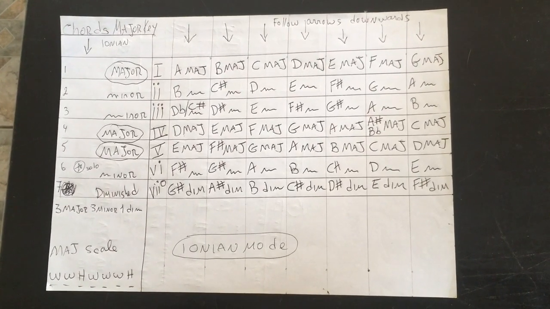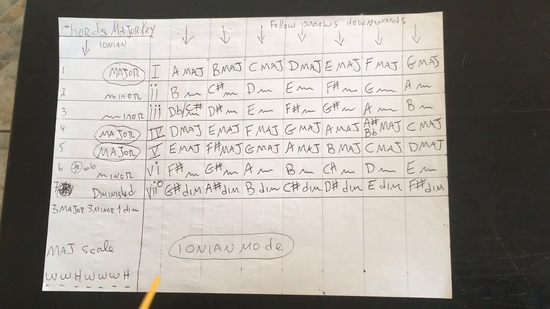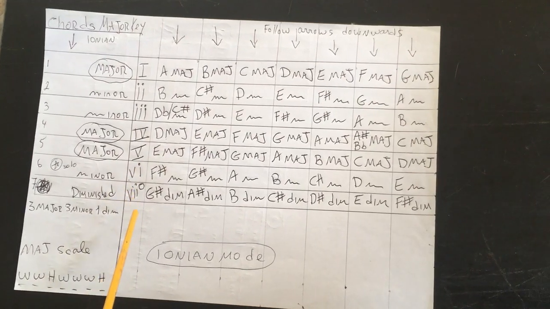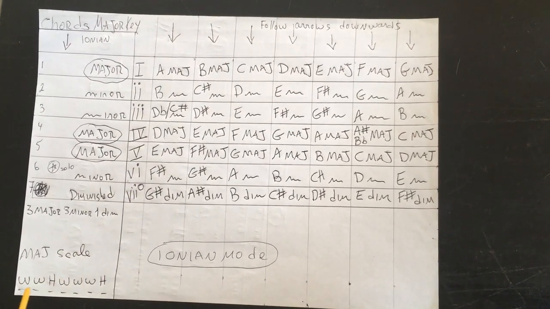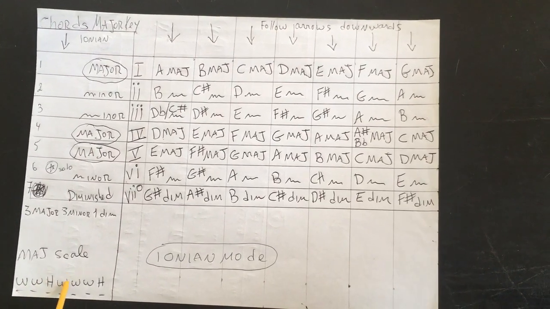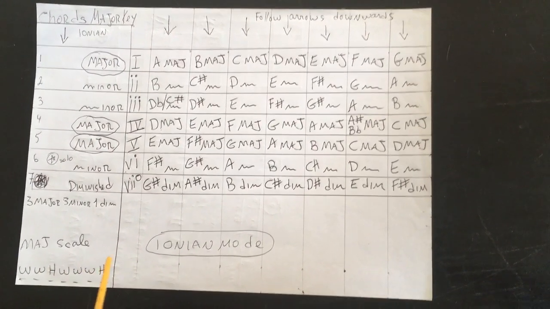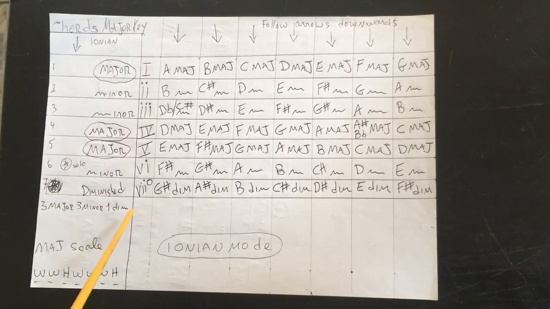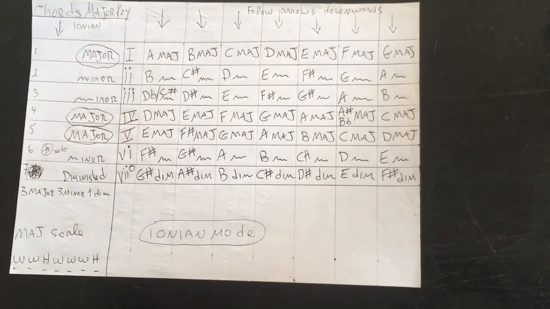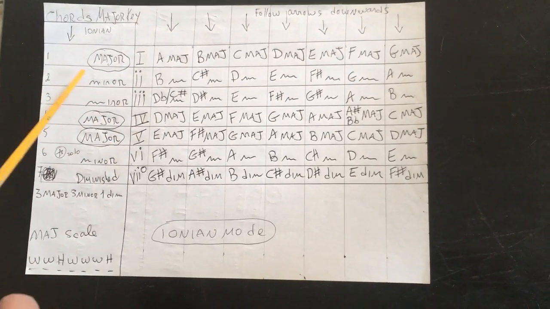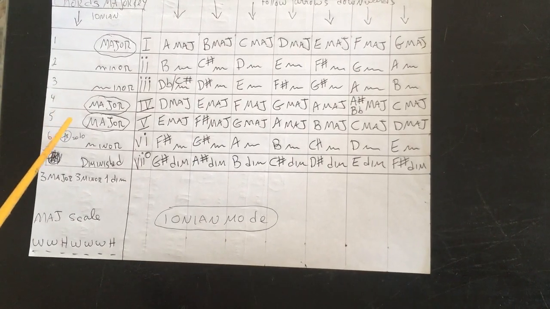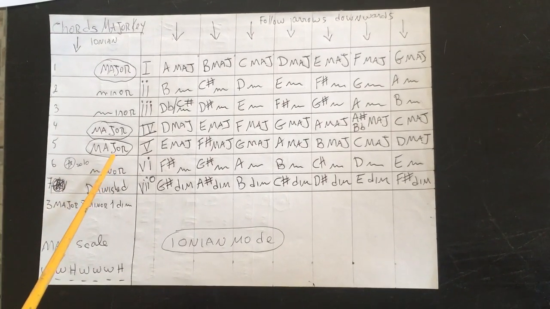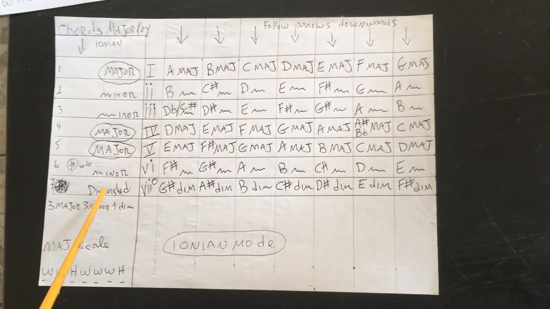The Ionian mode, you have your 7 notes: 1, 2, 3, 4, 5, 6, 7. These are the intervals: whole, whole, half, whole, whole, whole, half. And this is the order that the 7 notes correspond to the chords. The first chord is major, the second one is minor, third is minor, fourth is major, fifth is major, the sixth is minor, the seventh is diminished.